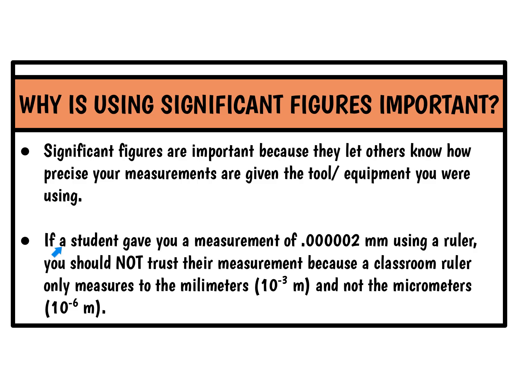So the idea here is if a student gave you a measurement of 0.000002 millimeters using a ruler, you should not trust their measurement because, just like I was mentioning, that classroom ruler only measures to millimeters, which is really like 10 to the negative third. And this would be 10 to the negative 1, 2, 3, 4, 5, 6. So you'd need a much more precise measurement device to get this measurement. So you just want to say how precise your measurements are, and then the more precise you are, the more accurate you can be.